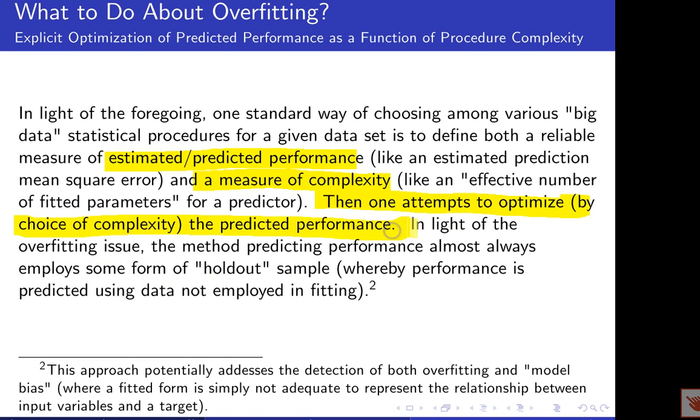Now, that business of predicting performance in light of this notion of overfitting means that you can't really assess performance on the data set used to do the fitting of a method. Rather, almost always one has to employ some kind of a holdout sample. One fits on one set of data, assesses performance on another set of data. So that's the way, in rough terms, this issue of overfitting is addressed. We'll say a whole lot more about that as this course goes on.